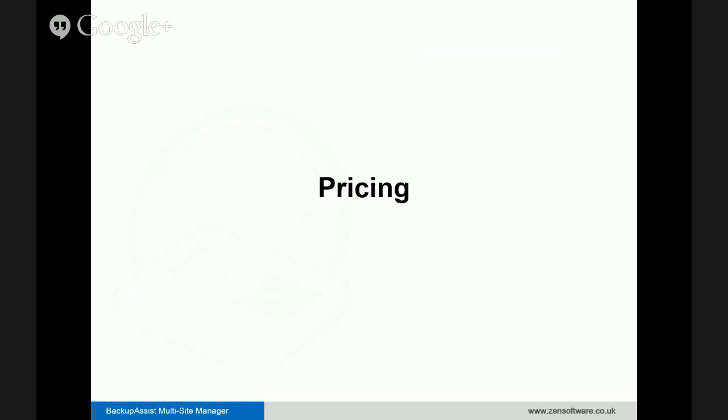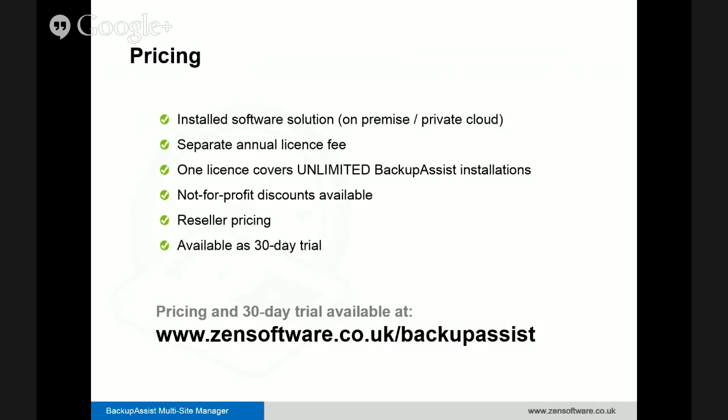Just wrapping up, talking about the pricing. I mentioned earlier on, the way that the BackupAssist multi-site manager works is it's a single installation and one license for the actual BAMM, BackupAssist multi-site manager, piece of software. You can then install that on premise or in the cloud. It's wherever you want to install that. You can move it if you need to and move the licenses. That license covers an unlimited number of BackupAssist installations, but it is an annual fee.